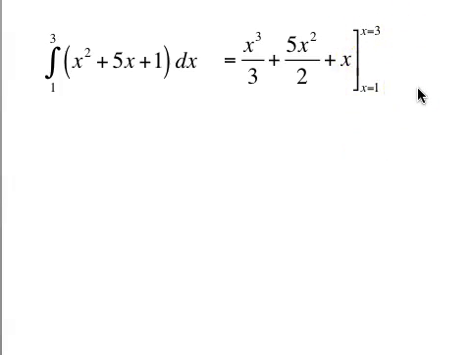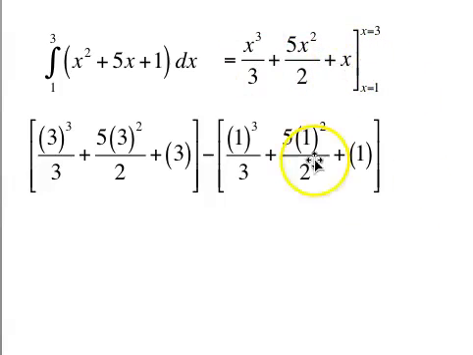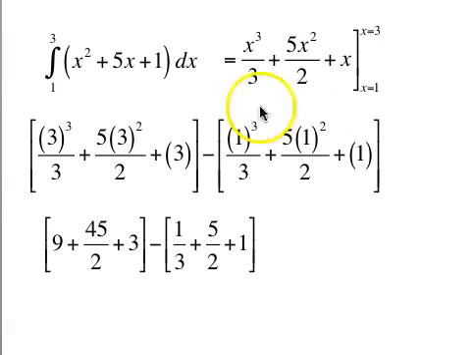So that's one way for us to do this. We're going to plug 3 into this capital F function. We're going to plug 1 into that capital F function and subtract. You'll notice 3 replaces x: 3 cubed over 3, plus 5 times 3 squared over 2 plus 3. That's plugging the top number in for x, and then plugging 1 in for x: 1 cubed over 3, plus 5 times 1 squared over 2 plus 1. Simplifying this, 27 over 3 is of course 9, 3 squared is 9 times 5 is 45 over 2 plus 3. 1 cubed is 1, 1 squared is 1, so that's 5 halves plus 1.